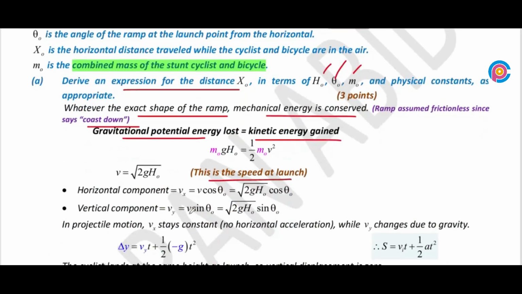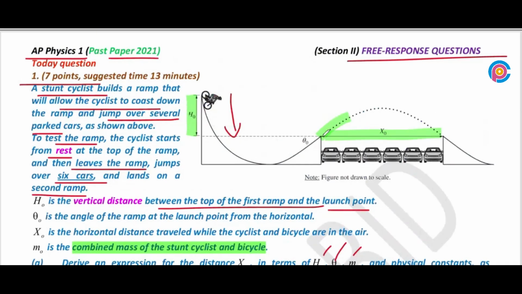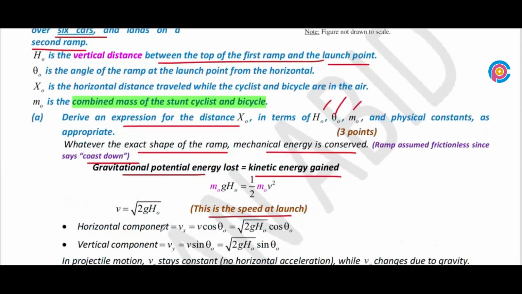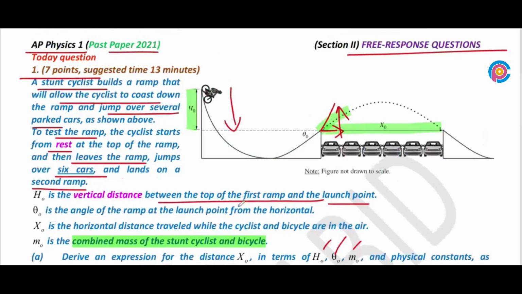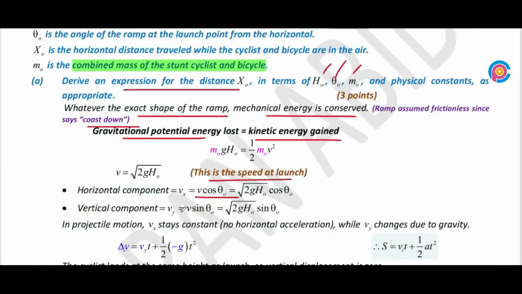Now the initial velocity has a horizontal component, that is Vx equal to V cos theta, at this moment. So there is a horizontal component and there is a vertical component. The horizontal component is V cos theta naught, and the vertical component is V sine theta naught. We have the value of V, so we can place it here. So Vx is equal to the square root of 2 g h naught times cos theta naught. Same for the vertical component, square root of 2 g h naught times sine theta naught.